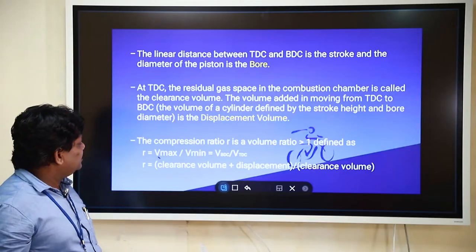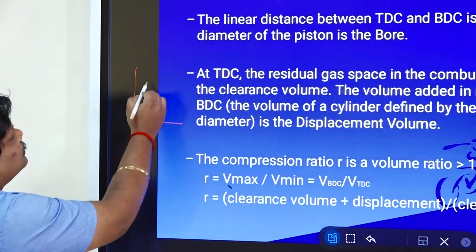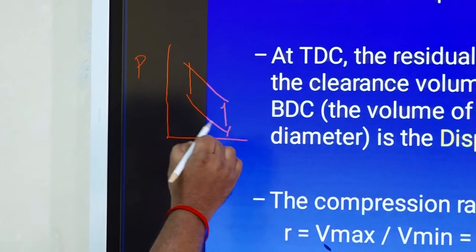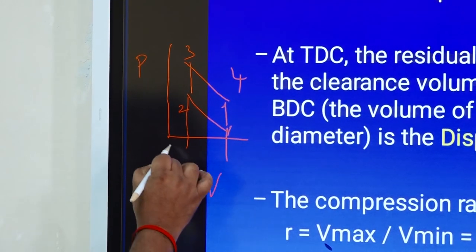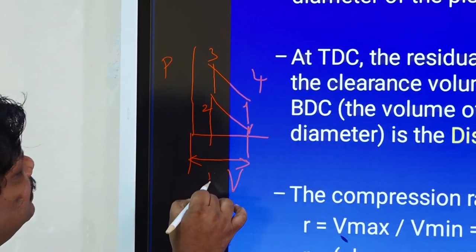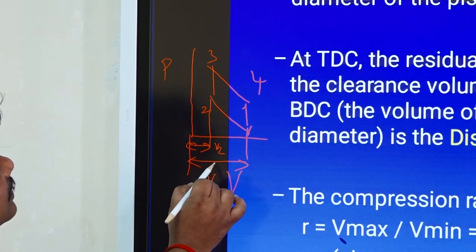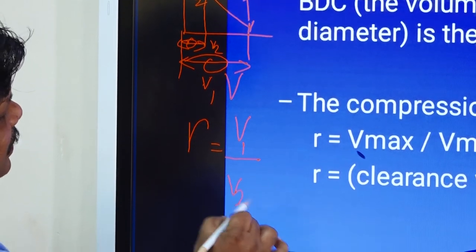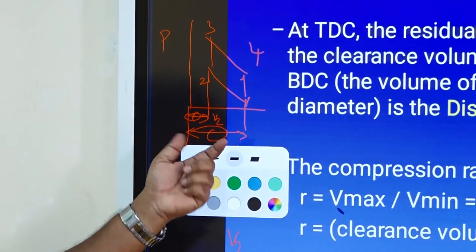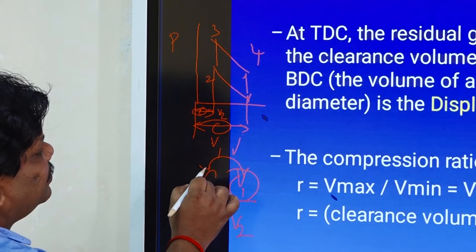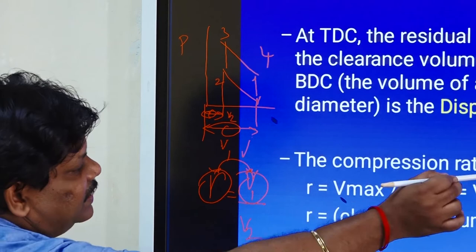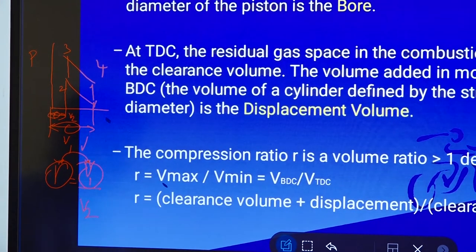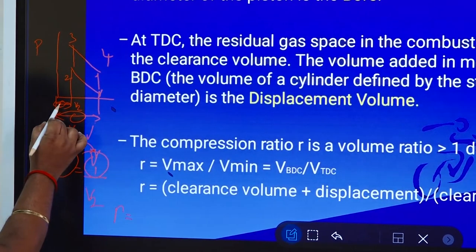For example, if you take this Otto cycle PV diagram with points 1, 2, 3 and 4, you can see this is the total cylinder volume, which is V1, and this is V2. So r is given as V1 by V2. Since V1 is larger, you get a higher value, and V1 is always greater than V2. V1 is nothing but the clearance volume plus the displacement volume, so V1 can be written as the sum of these two.